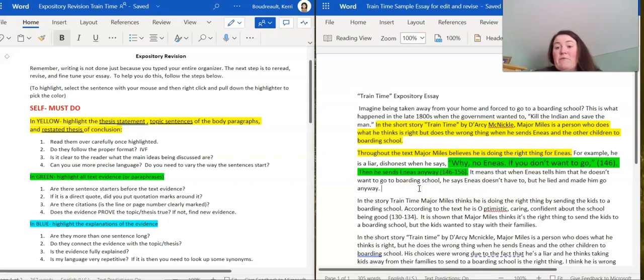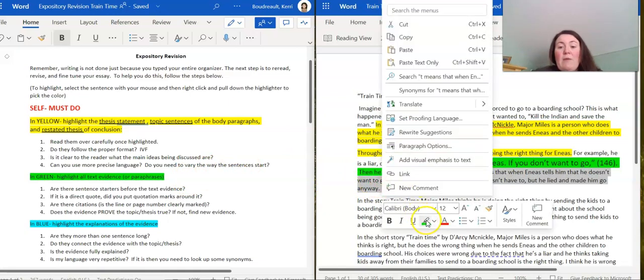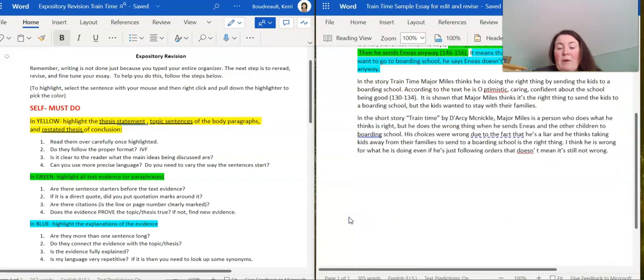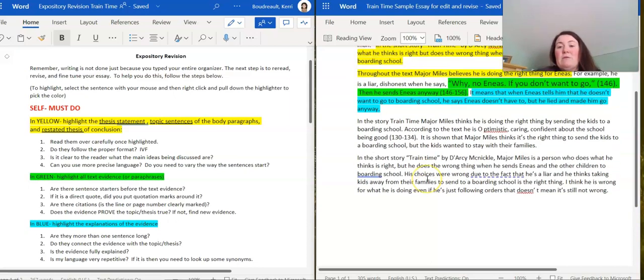Okay, is it fully explained? Does it make more sense? Once it's fully explained and makes more sense, we make it blue. And then you're going to do the same thing to the next body paragraph. And then in the conclusion, you're going to read it over and you're going to highlight that restated thesis statement.